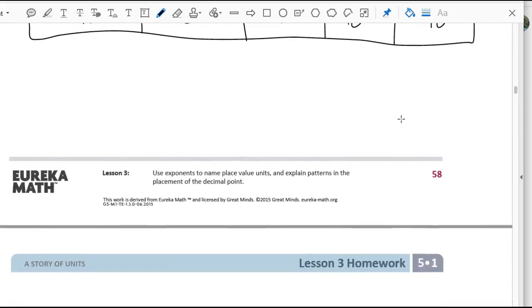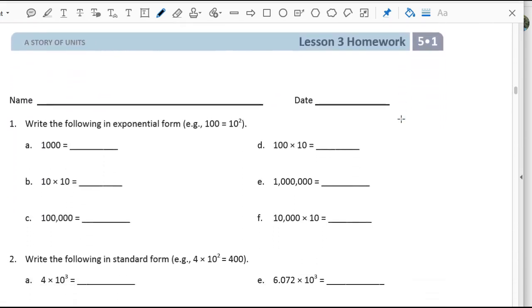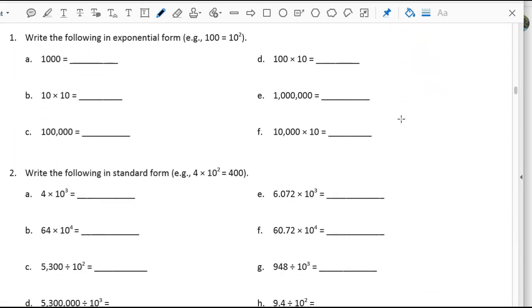So let's take a look at what we're working on today. Write the following in exponential form. We know that we have 1, 2, 3 place values, so that is going to be 10 to the 3rd power. We know 10 times 10 is the same as 100. And what did you do? You multiplied 10 times itself 2 times.